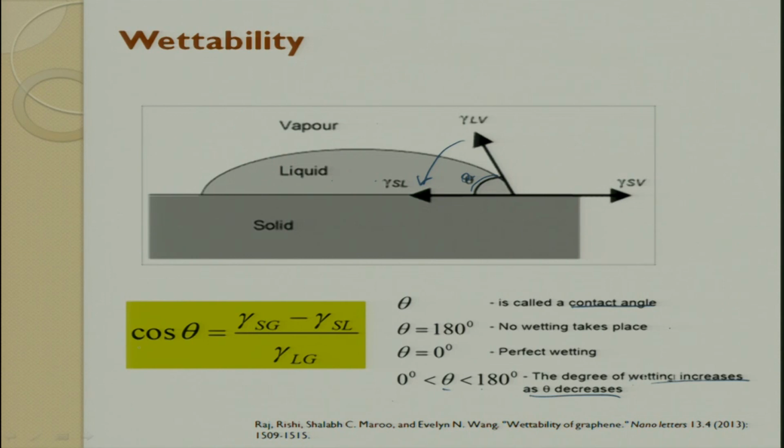This can be found out by the formula cos theta equals gamma Sg minus gamma Sl, divided by gamma Lg. Here Sg is solid and gas, Sl is solid and liquid, and Lg is liquid and gas. So, solid and vapor is Sg, solid and liquid is SL, and liquid and vapor is Lg. This is the formula we use to find cos theta.